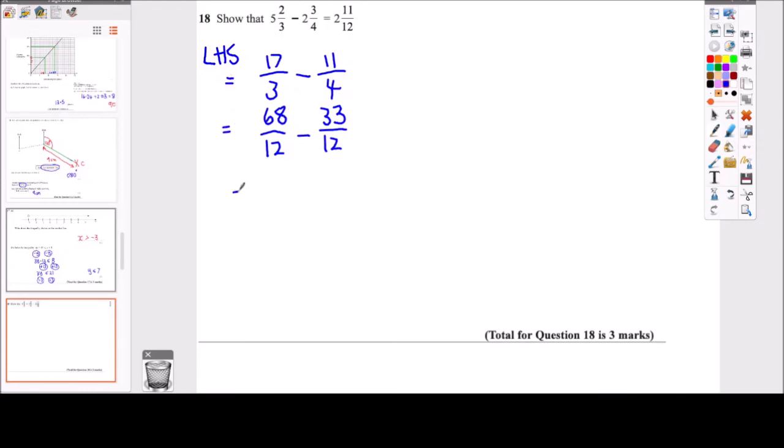Now 68 take away 33 is 35 over 12. And that equals 2 wholes and 11 bits left over. And that is my right-hand side. So you don't have to do the LHS, RHS business if you don't want to, but you must have those 4 steps of working, okay? All of those are going to be needed to get the 3 marks.